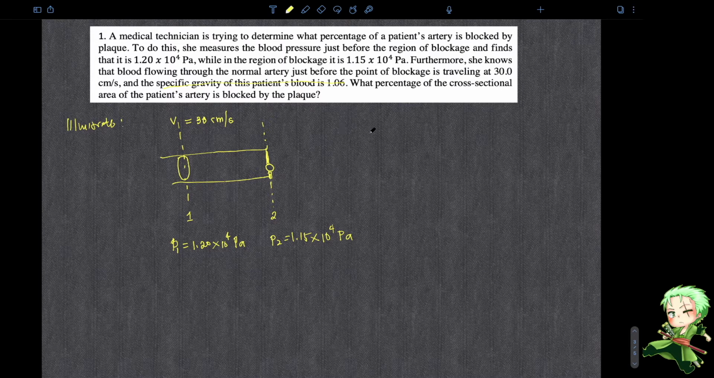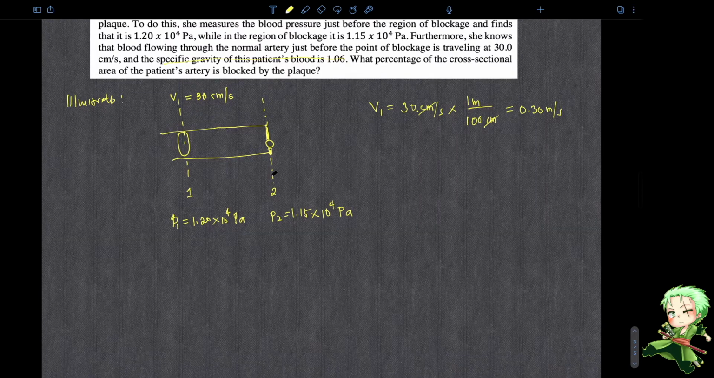Since this is not in SI, I will convert that first, 30 centimeters per second to SI units. Thus, I know that in 1 meter, I have 100 centimeters. So I will divide 30 by 100, so I will move 2 decimal places to the left. So I will have 0.30 meters per second. Now this is the velocity of the blood in SI just before the point of blockage.